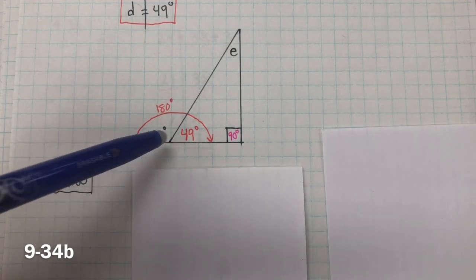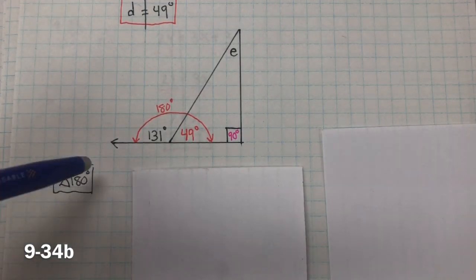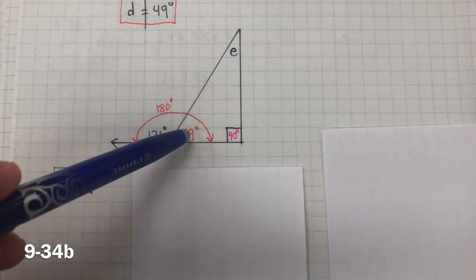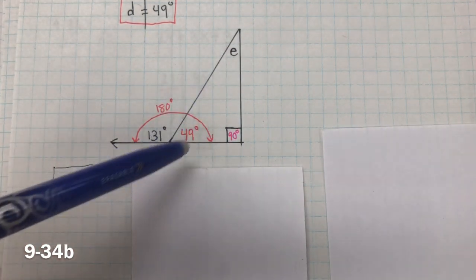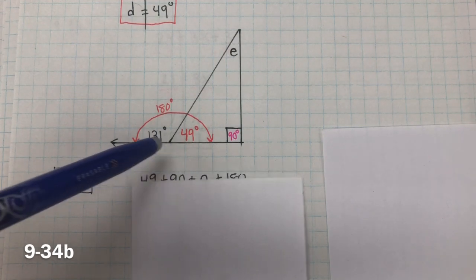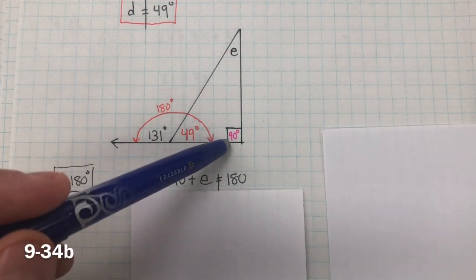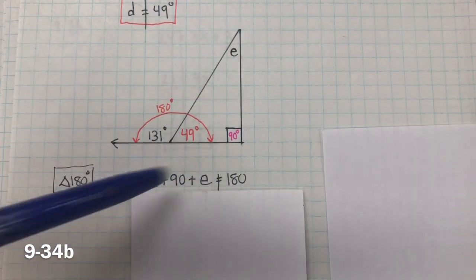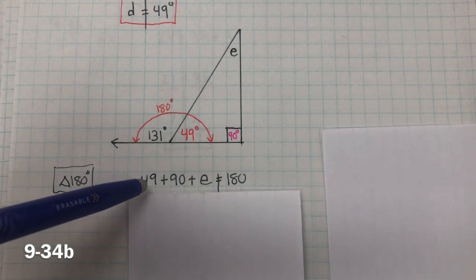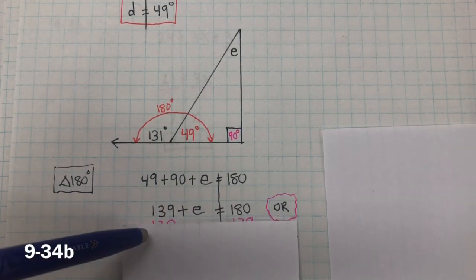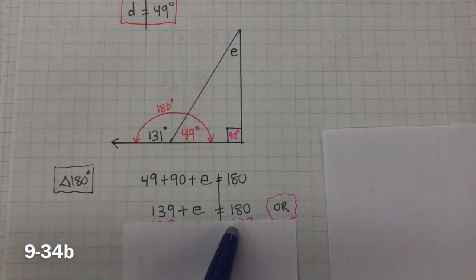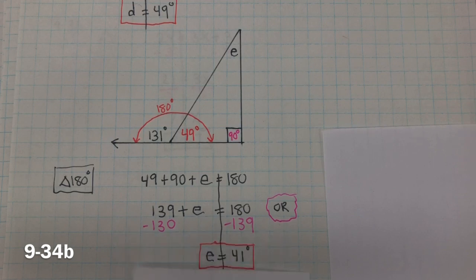So first I'm going to use the triangle sum method. The sum of the three measures equals 180 degrees. So we have 49 plus 90 plus E equals 180 degrees. Combine like terms, and we get 139 plus E equals 180. Subtract 139 from both sides, and we get E equals 41.